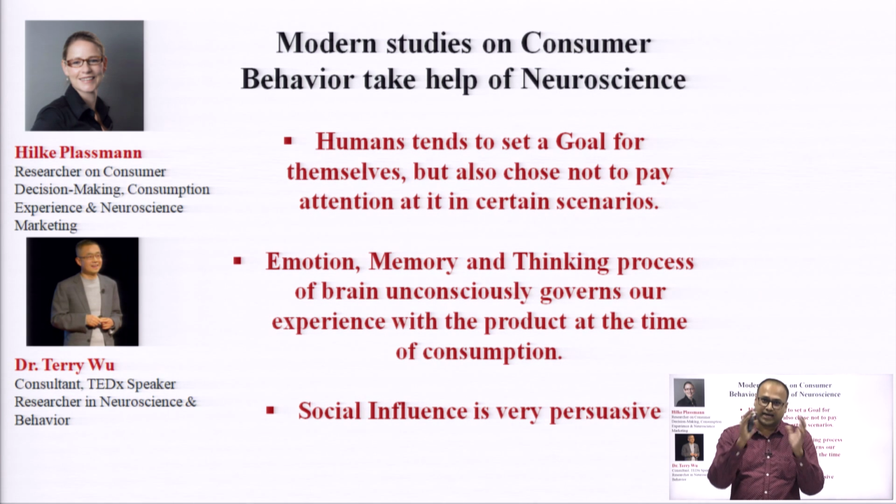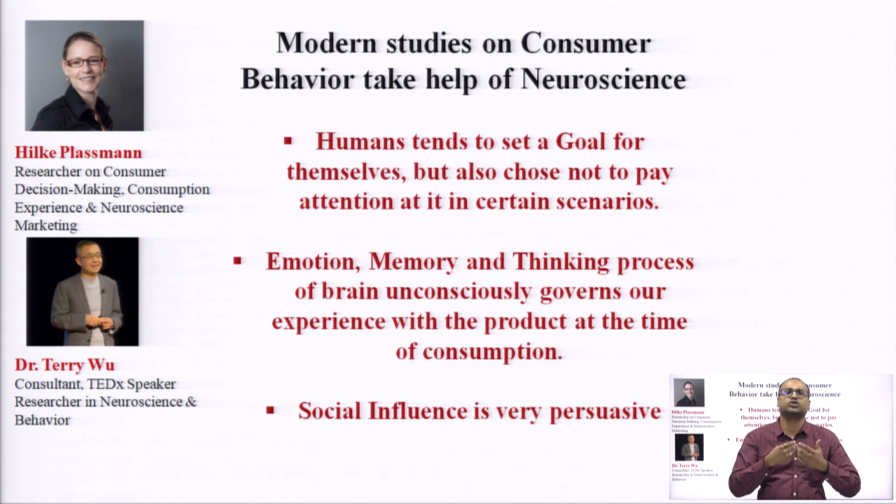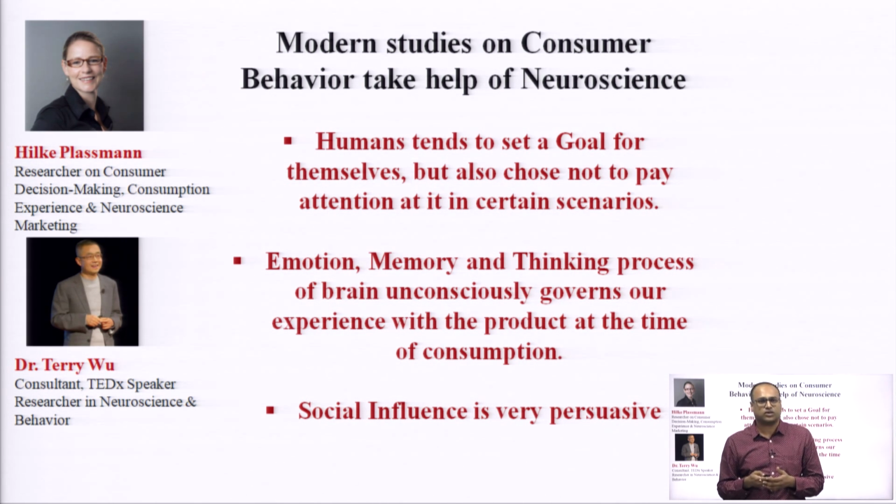Although the entire work that an Apple mobile phone does can be done with a simple 10,000 rupees mobile phone also. But it is this status symbol, this social influence, that we are pursued into. Fine. So that is what the new and the latest trend in neuroscience is going on.